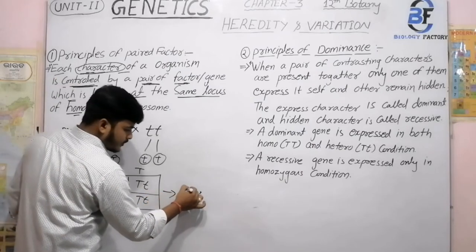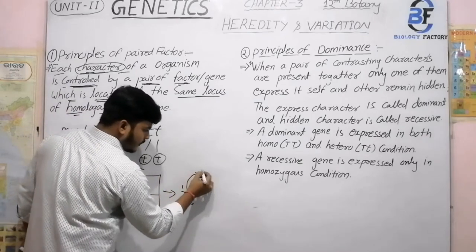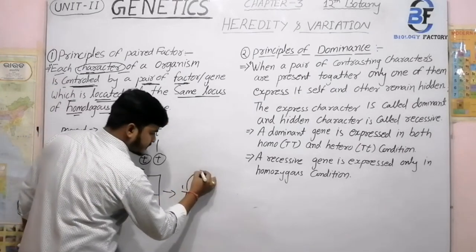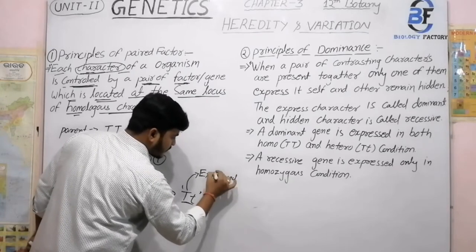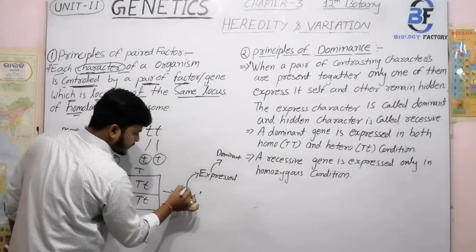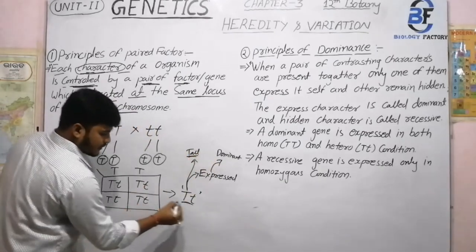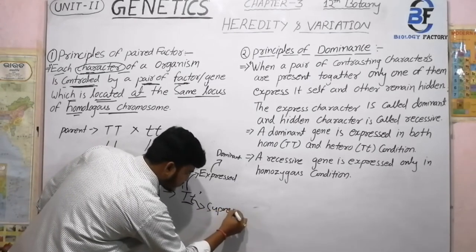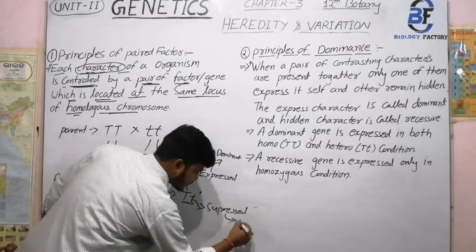So here the law comes in. The principle of dominance tells us that when the crossing takes place, the gene which expresses itself is always known as the dominant. That means it is the expressed gene, and the expressed character is tallness. This other gene is the suppressed character, and the suppressed character is otherwise known as the recessive character.